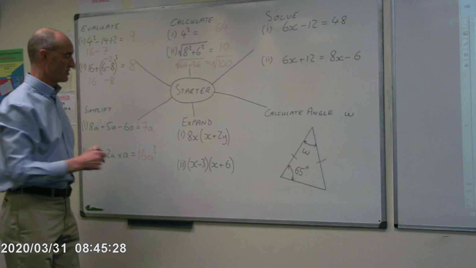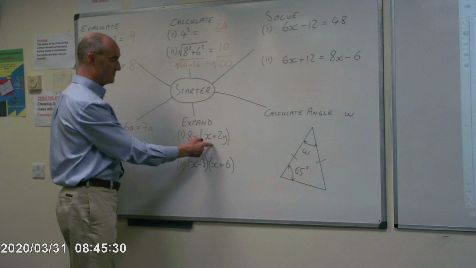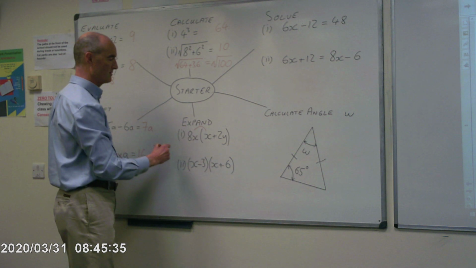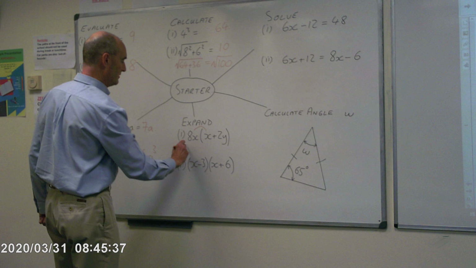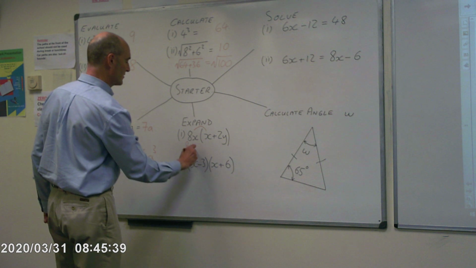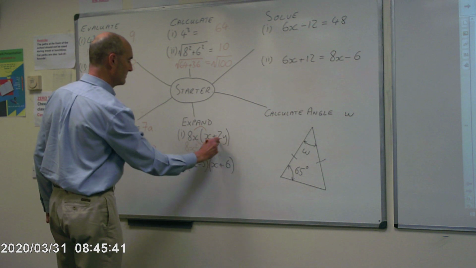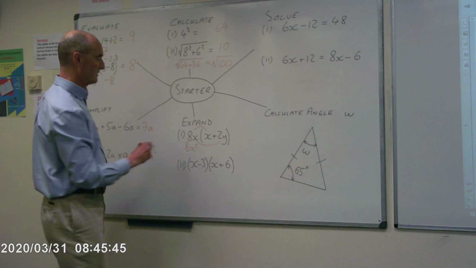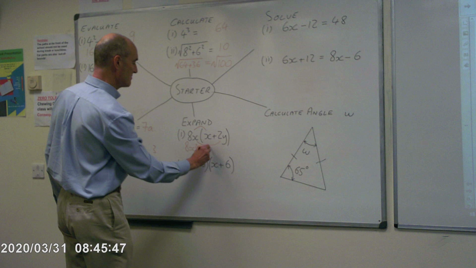Our expansions, everything inside the bracket must be multiplied by what's outside the bracket. So 8x times x, 8x squared. 8x multiplied by 2y gives us 16xy.